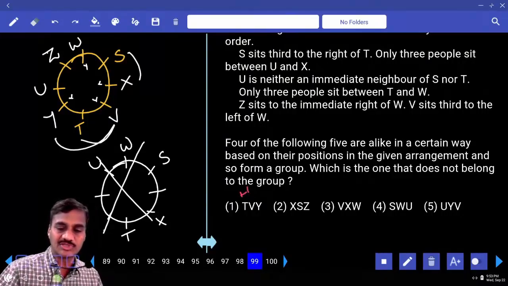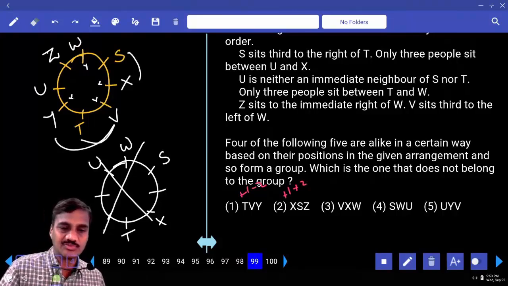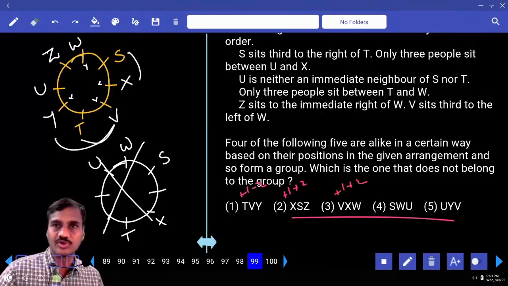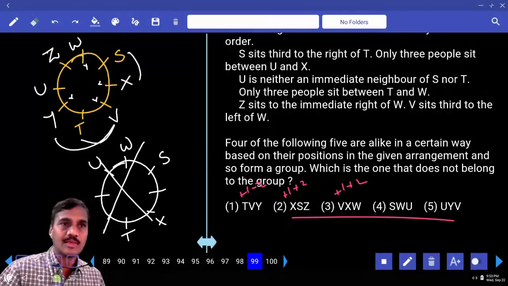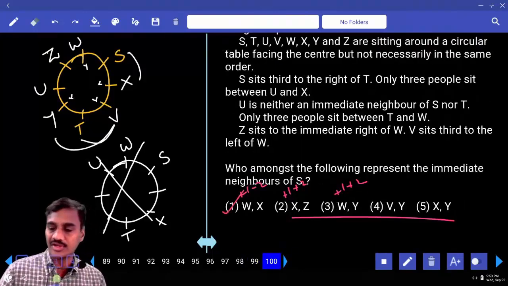Here what happens? Plus 1 minus 2. Here in this one, plus 1 plus 2. Next one, V, X and W. Now V and X plus 1, X and W plus 2, plus 1 plus 2. Now in all these, 1, 2, 1, 2, 1, 2, here it will be plus 1 minus 2, that is the odd one, 99. Then finally 100.